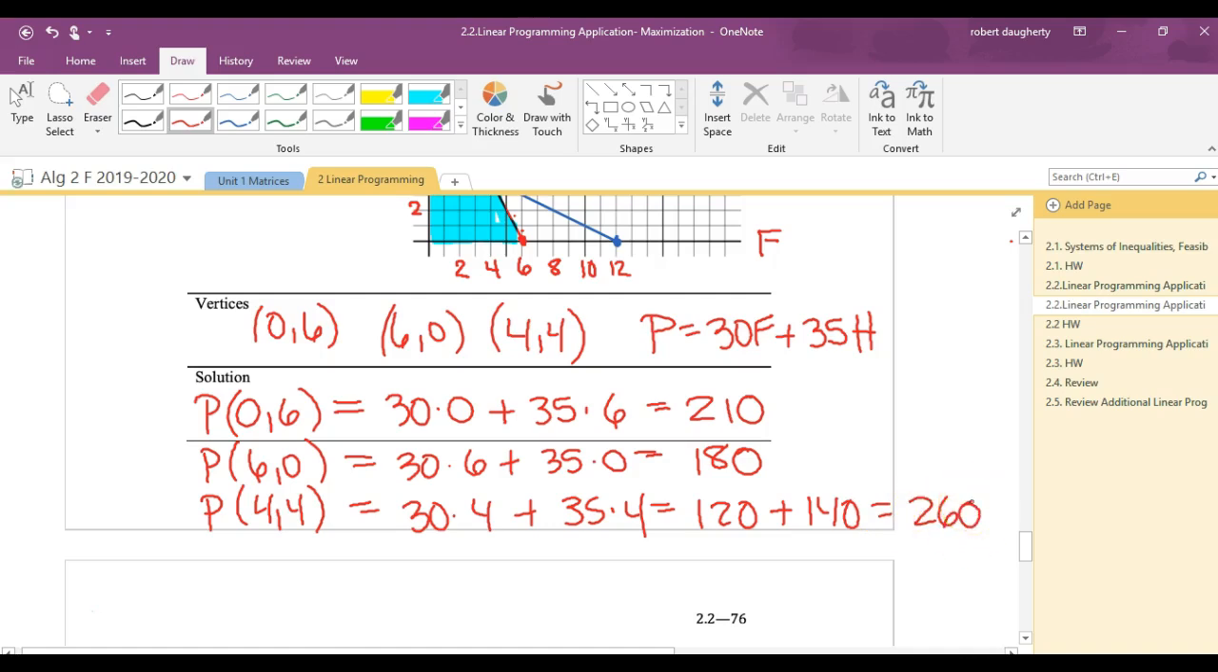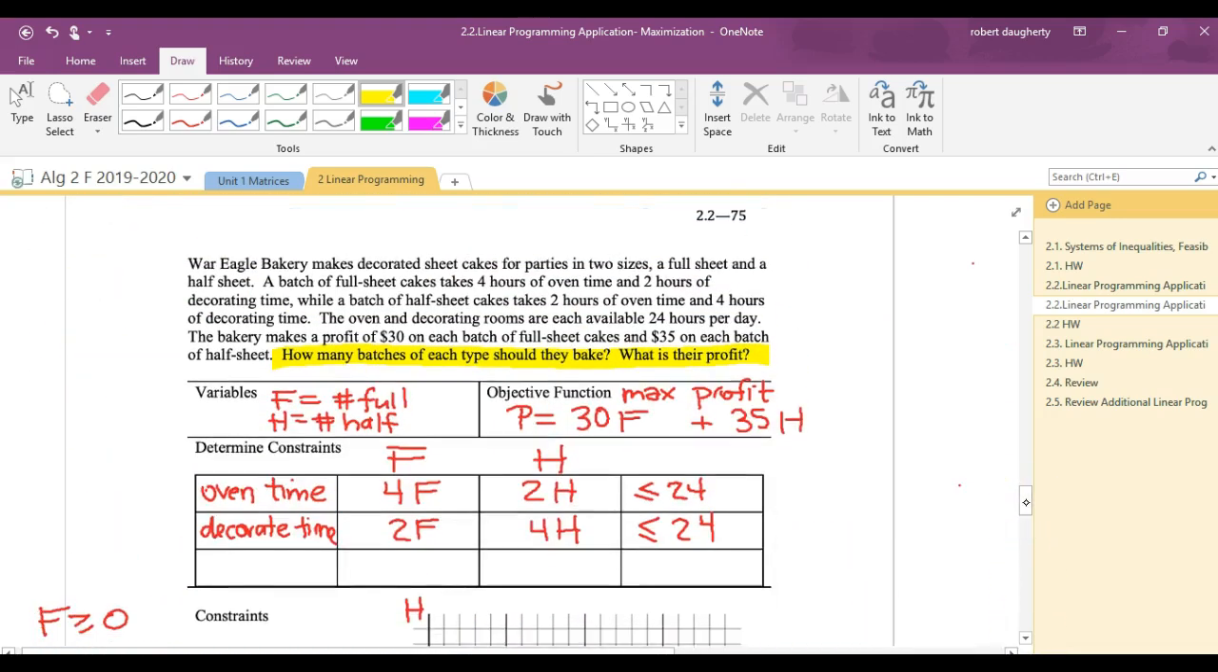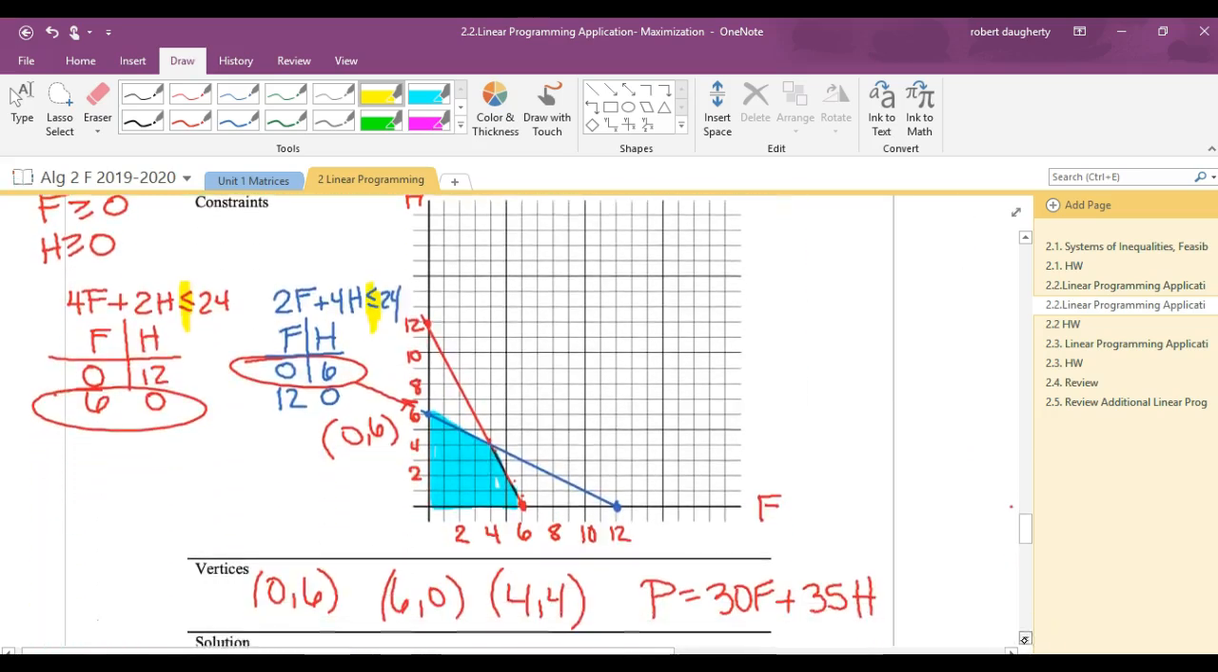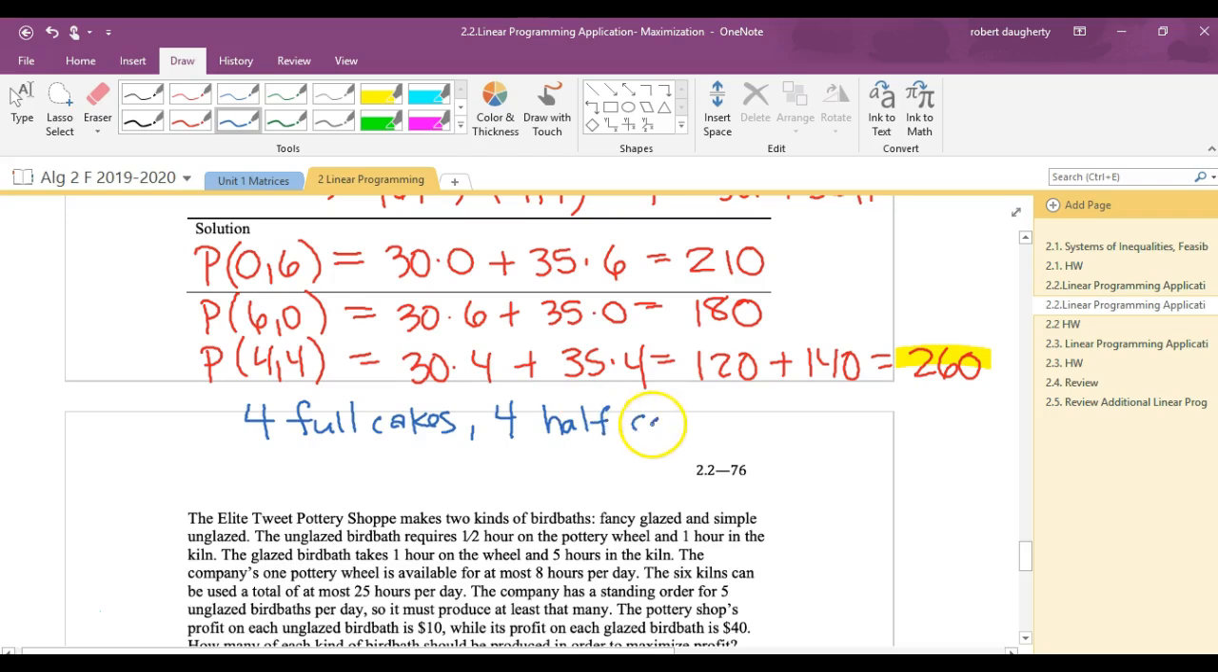So where is my profit? My maximum profit occurs right here. You've done all the work, so answer the original question: how many batches of each type should they bake, and what is the profit? It looks like I should make 4 of each. So this tells me to make 4 full cakes, 4 half cakes, and my max profit is $260.